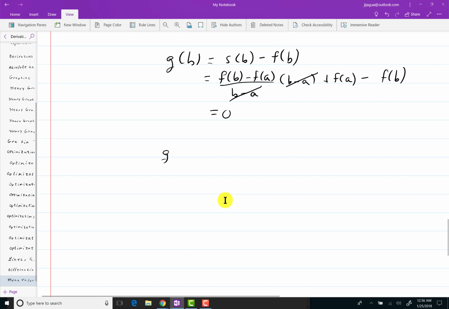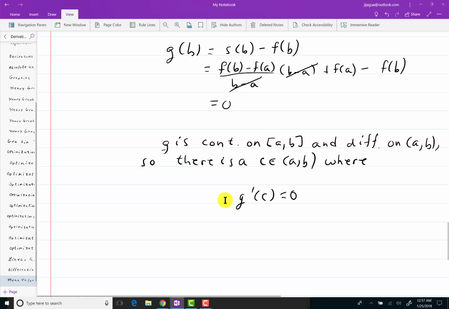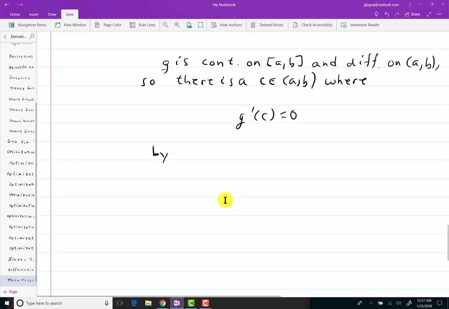I have g is continuous on the closed interval ab and differentiable on the open interval ab. So there is a c in that open interval ab where g prime of c equals 0, by Rolle's theorem.